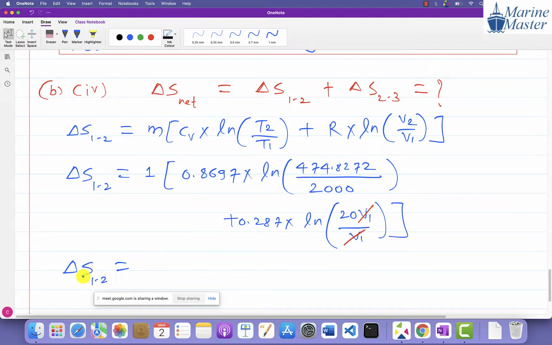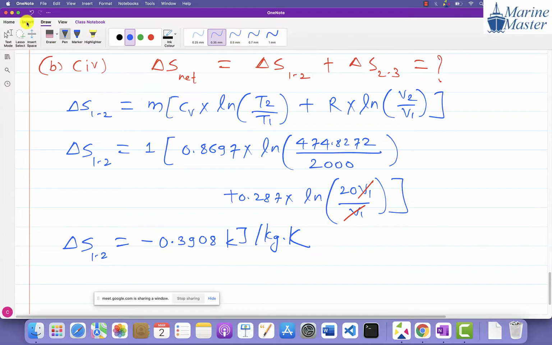So 0.8697 into ln of 474.8272 divided by 2000 plus 0.287 into ln of 20. How much value will we get? Minus 0.3908 unit kilojoule per kg Kelvin. So specific we got it.